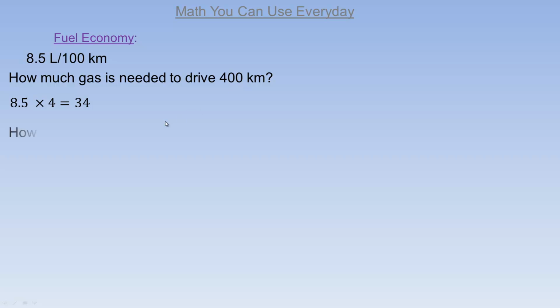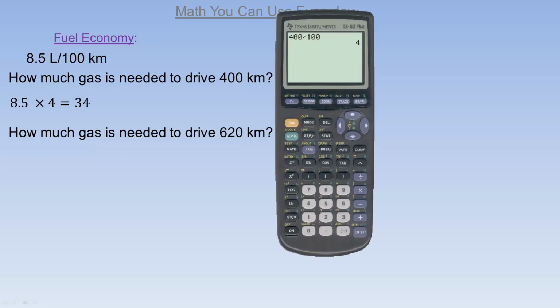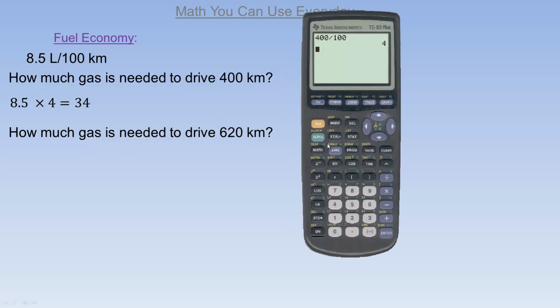Now, if it was a different number besides something in even hundreds, I'm going to do the same kind of thing here. So if I take this and divide it by 100, I want to find out how many hundreds are in 620 kilometers. And I'll show you a shortcut for that. So it's 6.2. When you divide by 100, you're moving the decimal 2 places. Right here, so we go 1, 2. So that's why it's 6.2. So we're going to take this 8.5 and multiply it by 6.2.